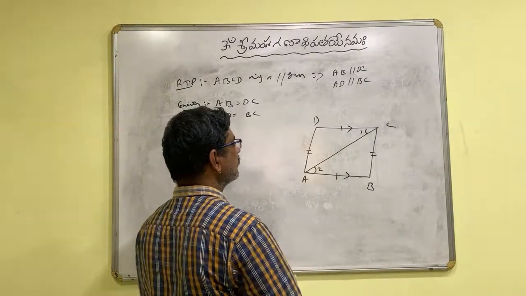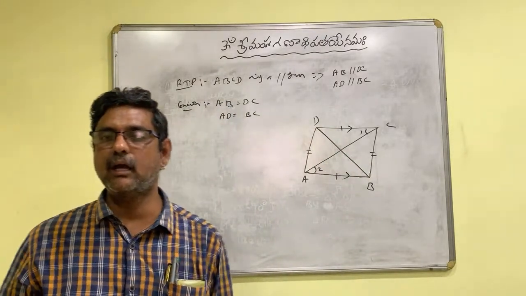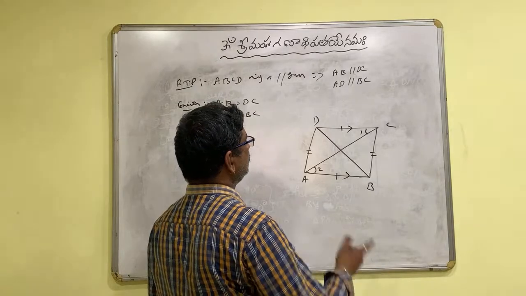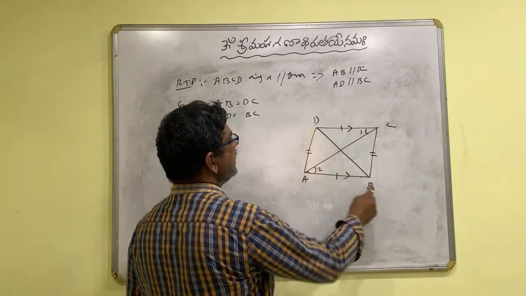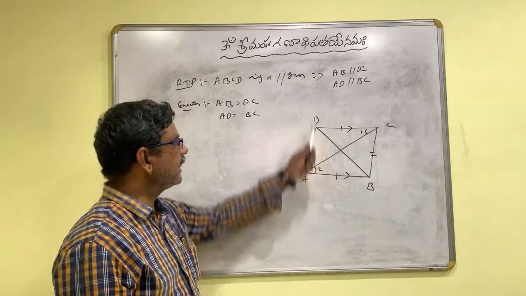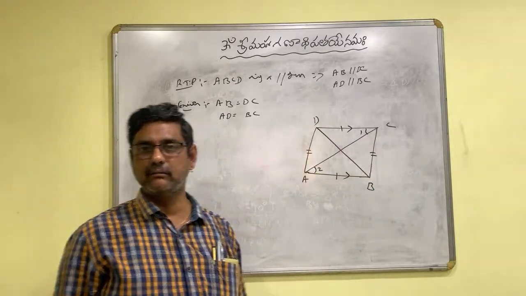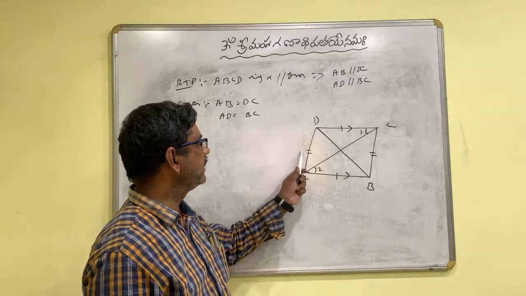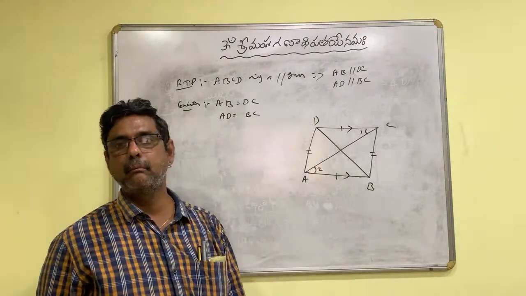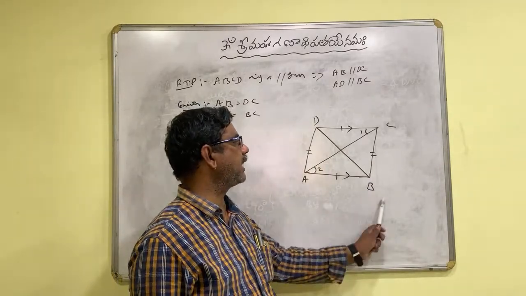Now, what I will do is, I will join the diagonal BD. Now, triangle BAD and triangle BCD are also congruent. Triangle DAB and BCD are congruent by SSS. By DA is equal to BC, AB is equal to DC, and BD common side. So triangle DAB is congruent to triangle BCD.